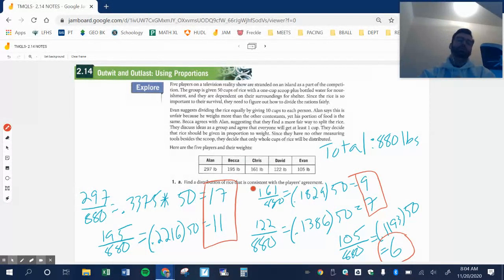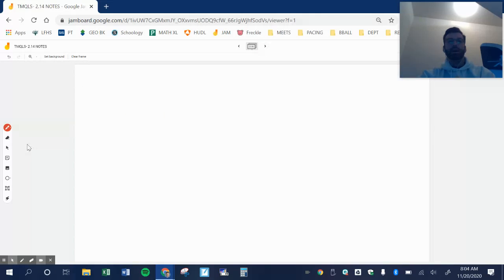I want to double check just to make sure I did this correctly. I add up 11 plus 9 plus 7 plus 6, and I got 50 cups and not any more, because we only have 50 cups of rice. Let's look at the second part, part B. Wow, that's a great part B. Just kidding, here it is.